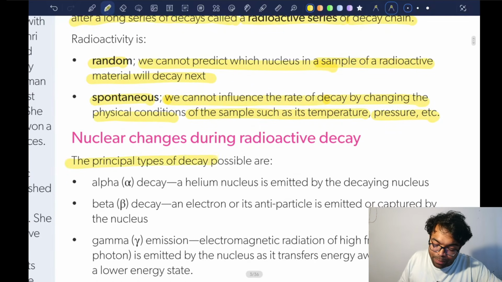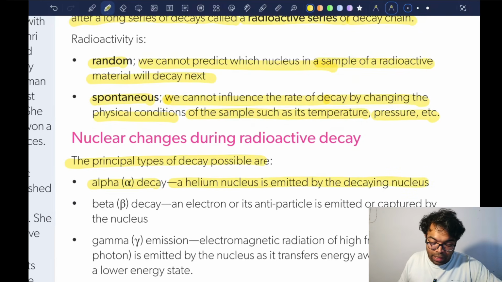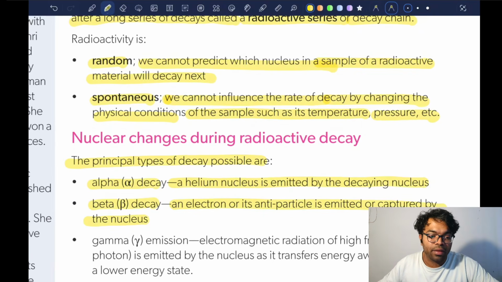The principal types of decay possible are the alpha decay: a helium nucleus is emitted by decaying nuclei. Okay, then a beta decay: an electron or its antiparticle is emitted or captured by a nucleus. Okay, it's called the beta decay. An electron or its antiparticle, a positron.